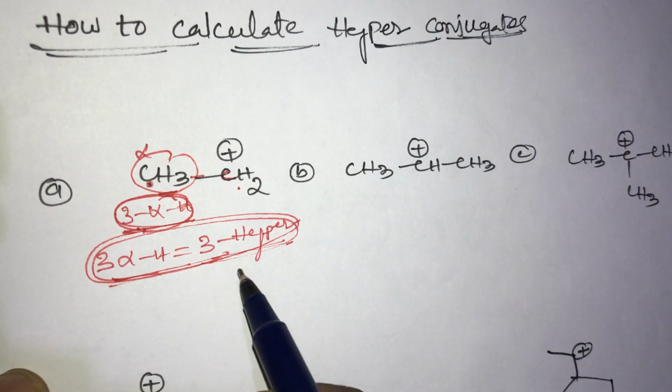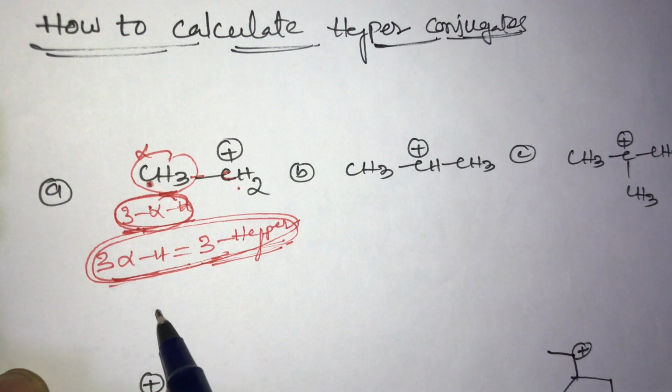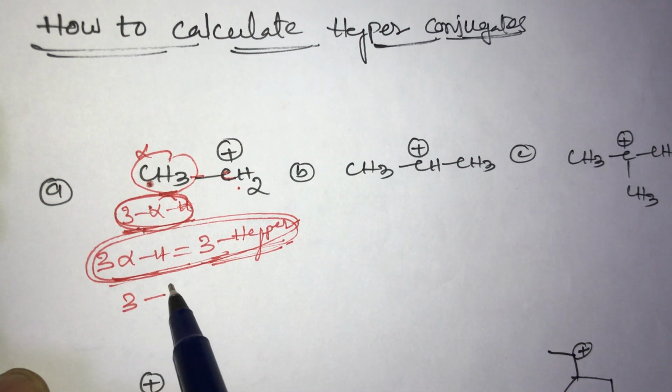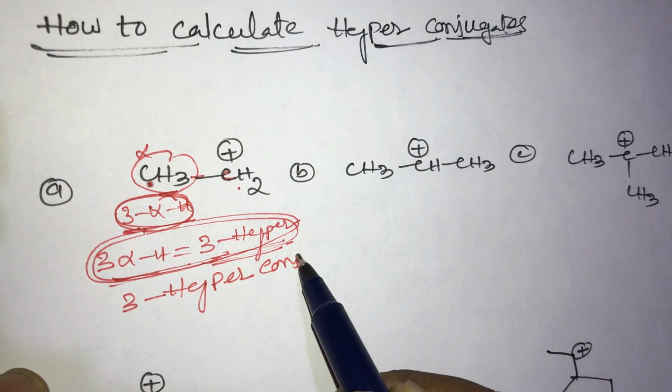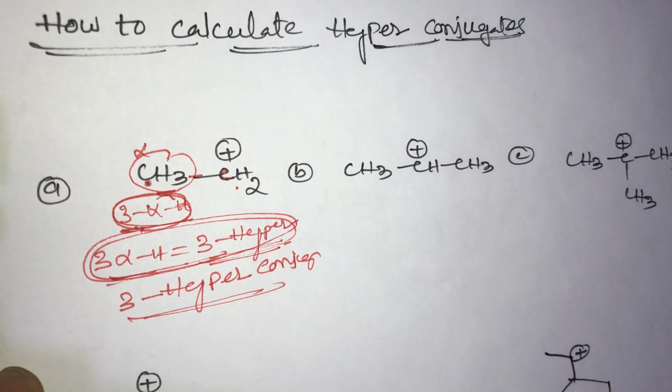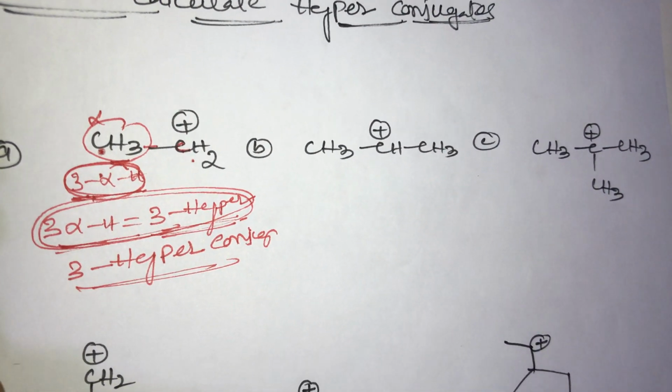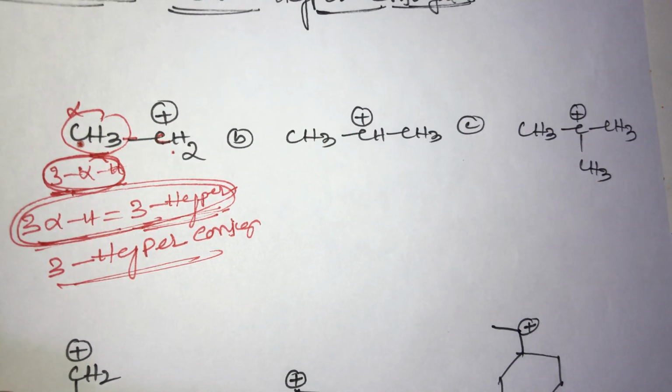Simple, students. In this compound, how many hyperconjugates are there? 3 hyperconjugates are present. Only 3 hyperconjugates. Simple. Hyperconjugates depend on alpha hydrogens only.